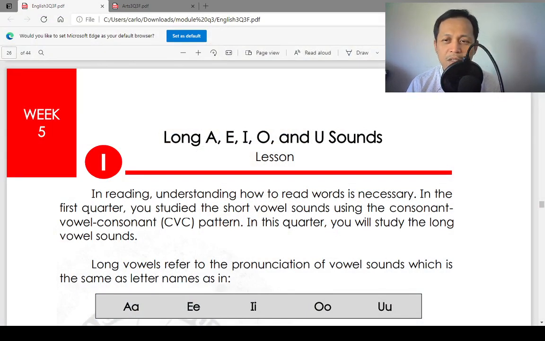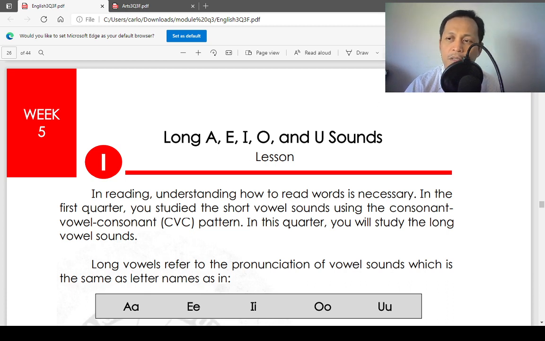The long A, E, I, O, and U sounds. In reading, understanding how to read words is necessary. In the first quarter, you studied the short vowel sounds using the consonant vowel consonant pattern, or the CVC pattern. In this quarter, you will study the long vowel sounds.